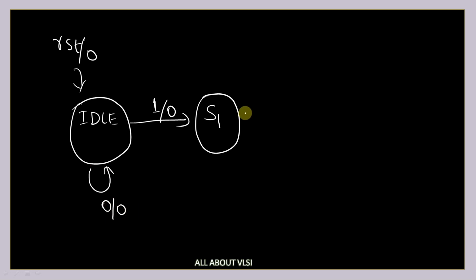Now if we get one more 1, then two bits are matching. If you get one more 1, your two bits are matching, you are going to a state which is known as S2 state. S2 state is a state where two bits are matching.